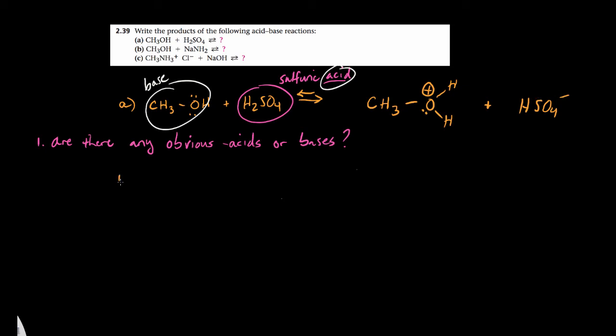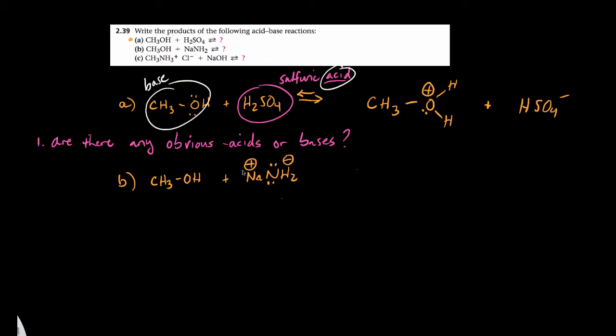So that problem was approached with this simple question, are there any obvious acids or bases? Now, how about in this case? CH3OH plus NaNH2. So NH2 minus is this species here.